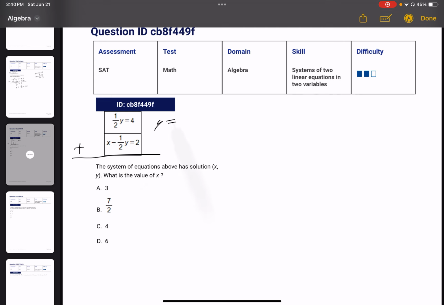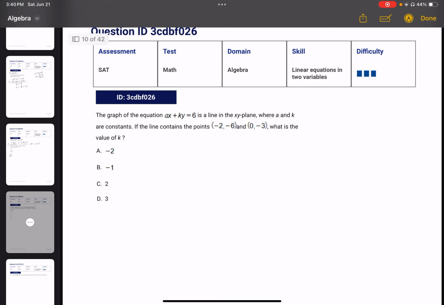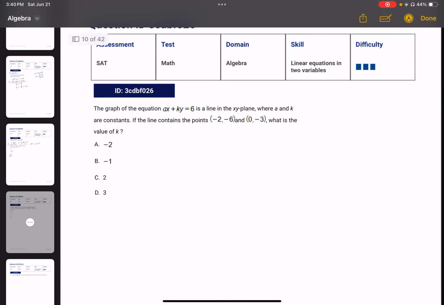So we have y is equal to, we multiply both sides by 2, and we get y is equal to 8. And then we plug this value in over here, so x minus 1/2 of y, which is 8, is equal to 2. x minus 4 is equal to 2, and that gives us x is equal to 6. So that's our answer for that one. Very fast problem.